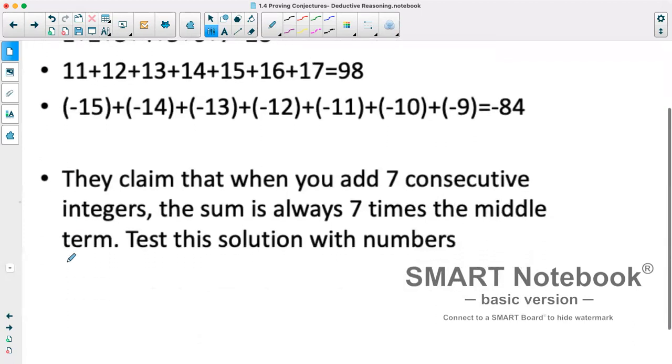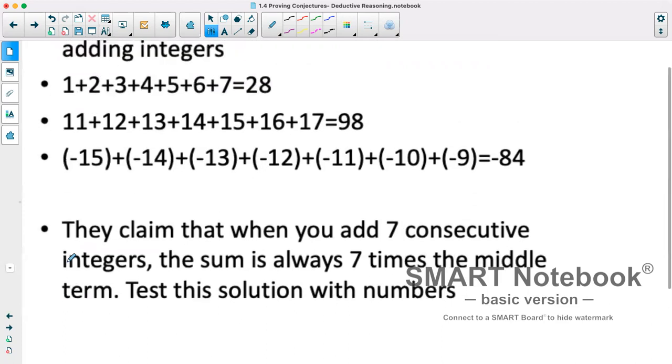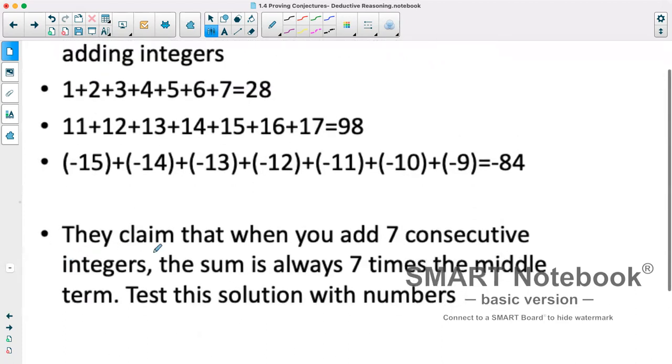Now with this, they claim that when you add 7 consecutive integers, the sum is always 7 times the middle term. So what we're going to do first is test the solution with numbers. We're going to take those equations that they have and find our middle terms and multiply them by 7 to see if that does actually indeed give us this last term. So in this first one, our middle term is 4. So if we go 4 times 7, that does indeed give us 28.